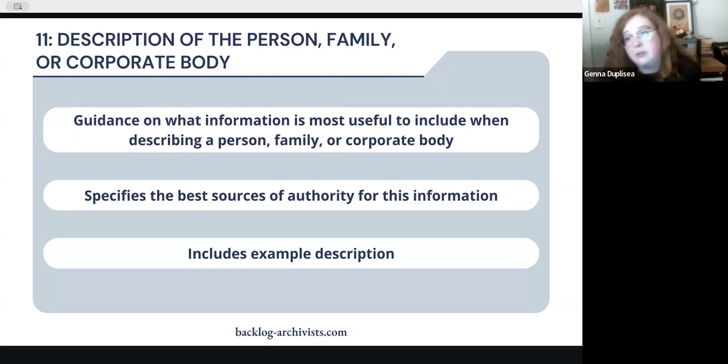And in this chapter, there's also example descriptions to kind of help you see what the ideal description looks like, and what information about an entity is going to be the most useful to your users. Next slide, please.